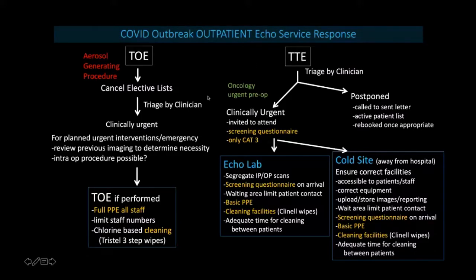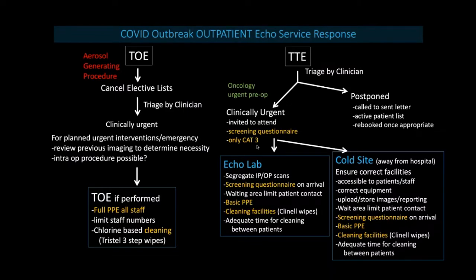But for those clinically urgent patients, it's interesting because for our service we're doing about 20,000 echoes across 3 sites and also community. Our patients that are typically the urgent ones are the oncology and those that are having urgent life-saving surgery. But all the rest can be postponed.